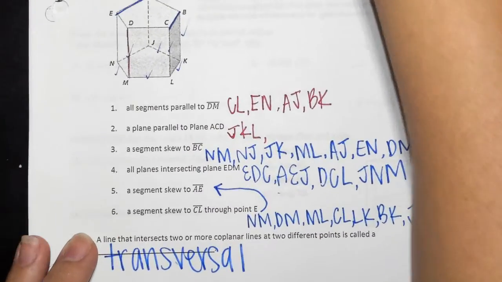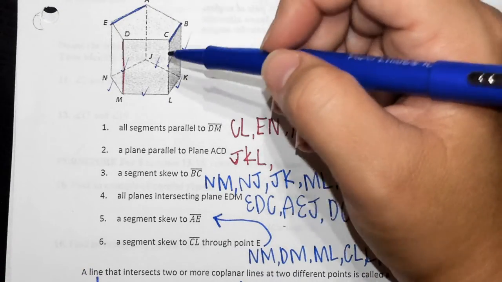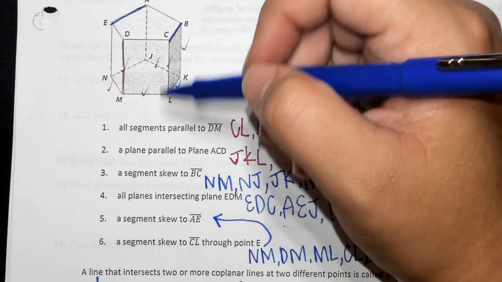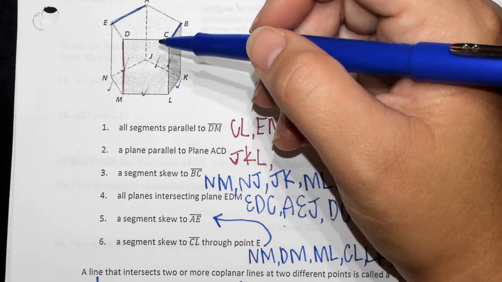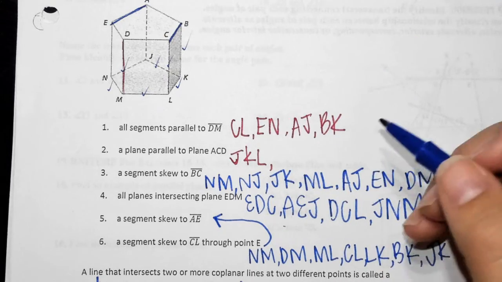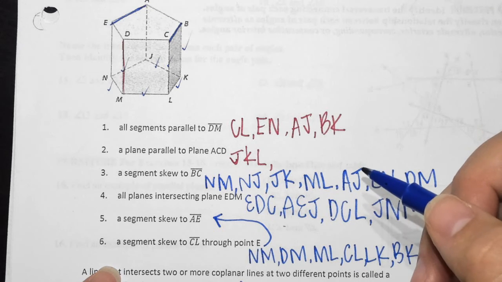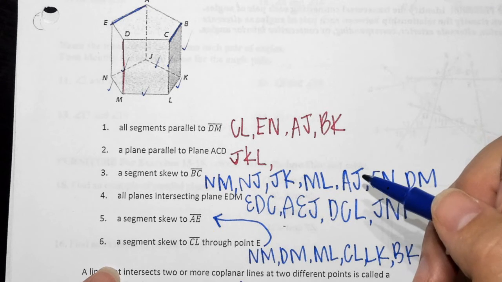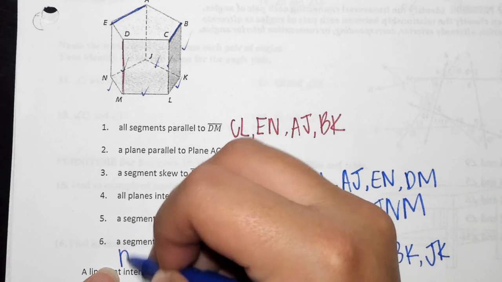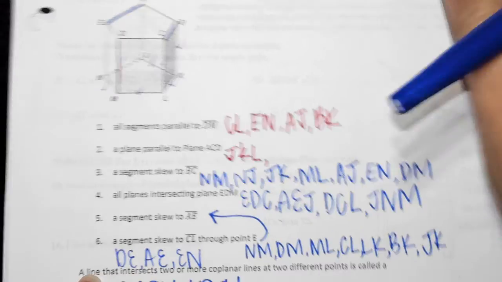Okay, let's do six. A segment skew to CL, through point E. Isn't there three? Does it have to go through point E? DE, AE, and what? EN? Yeah.